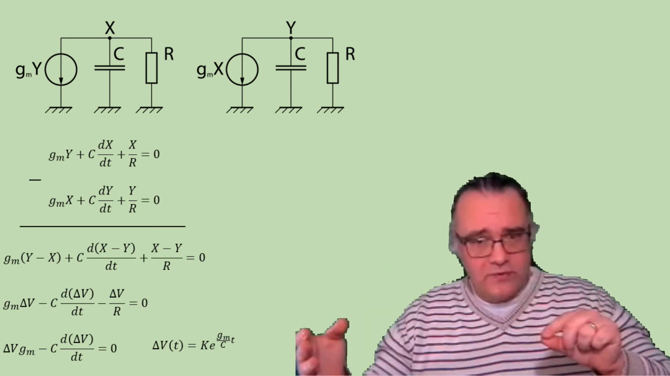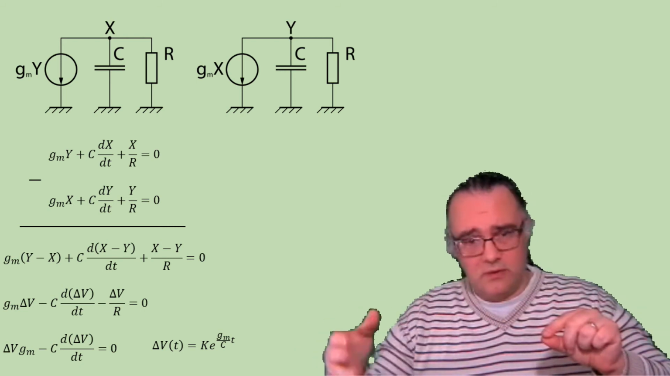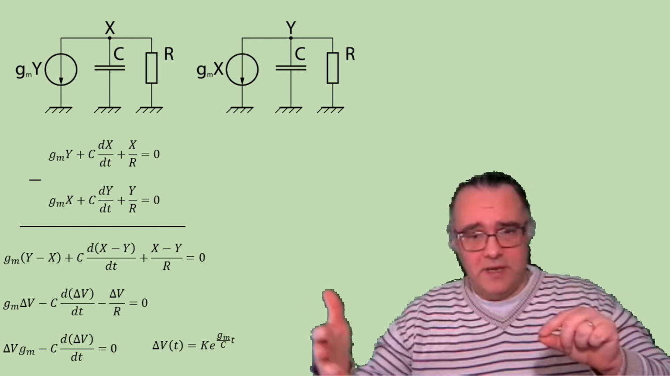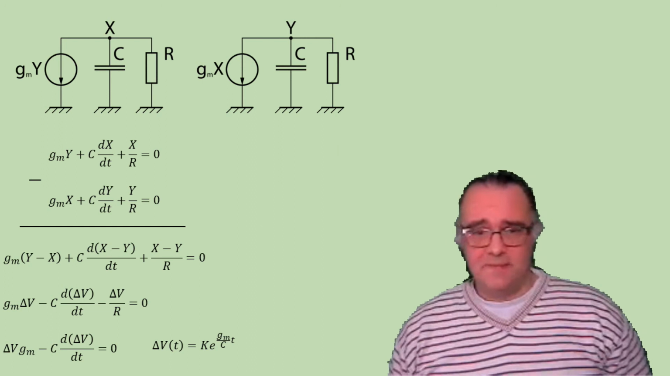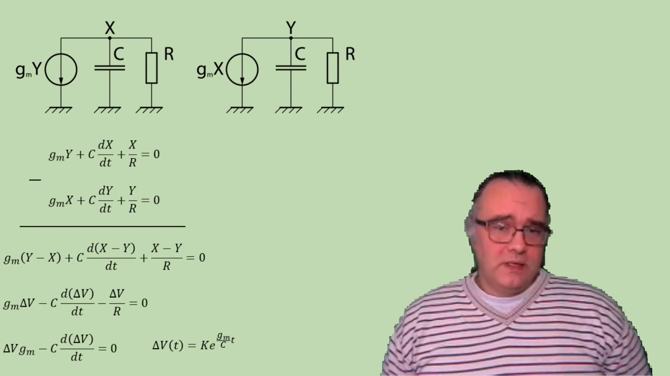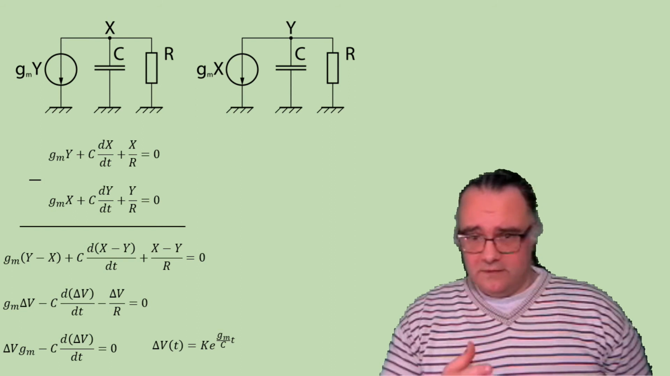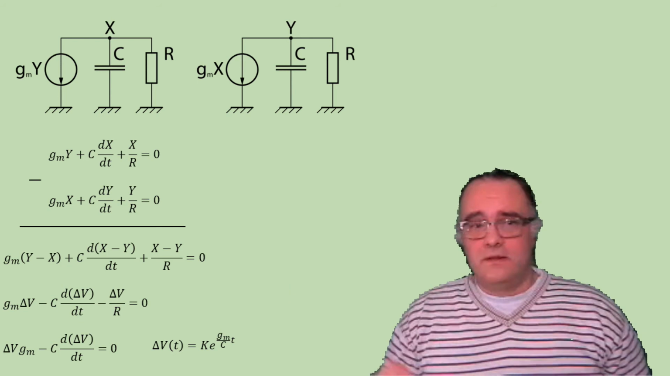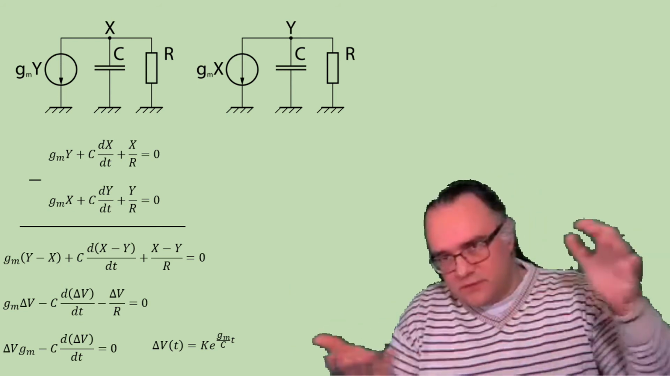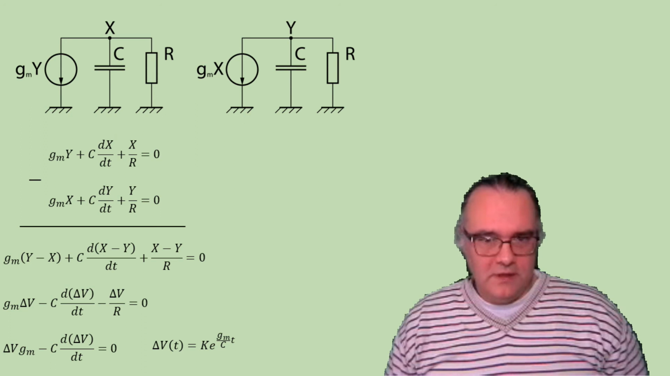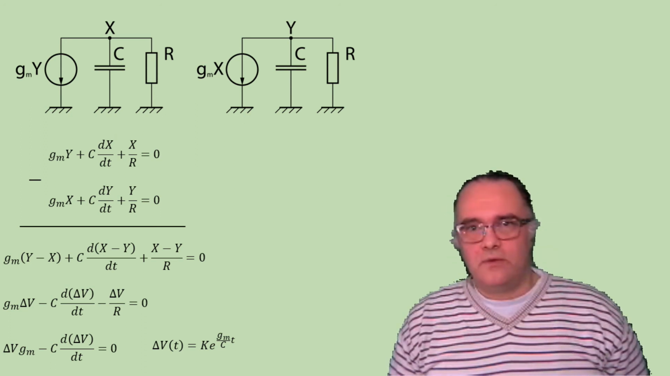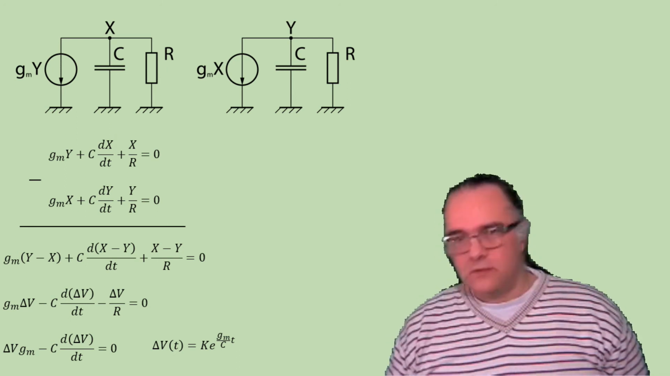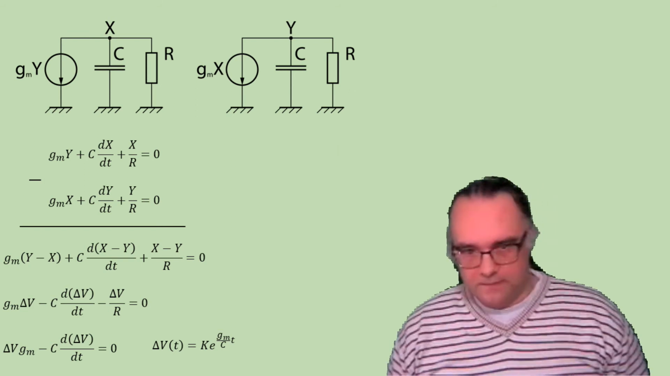It is an exponential function, which depends on a constant K, and the exponential depends on Gm divided by C times t. So the first thing that we see is that if t goes to infinity, then delta V will go to infinity. And this is, of course, eventually going to settle to ground and VDD. But this is what we expected from the beginning: given sufficient time, the output of the comparator will settle to VDD and ground.